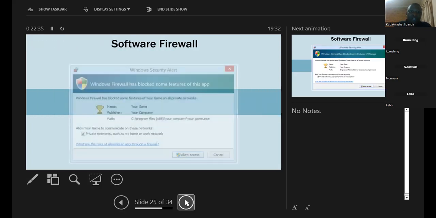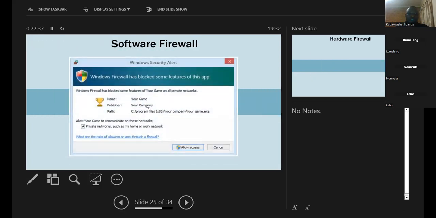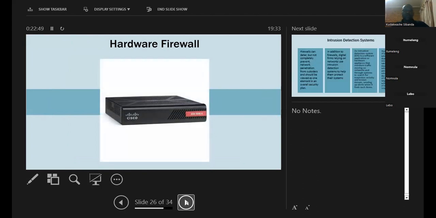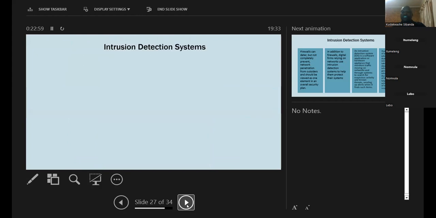And then there's what we call a software firewall. I think some of you have seen this pop up once in a while on your laptops, right? It is a software firewall that protects your laptop. Then there's what we call a hardware firewall, right? Cisco devices, mostly these are used by companies.